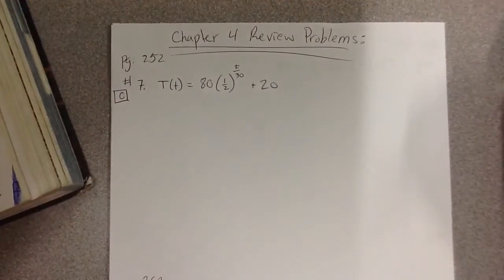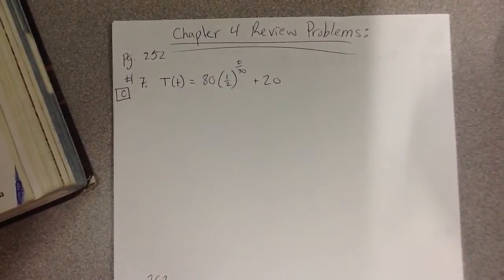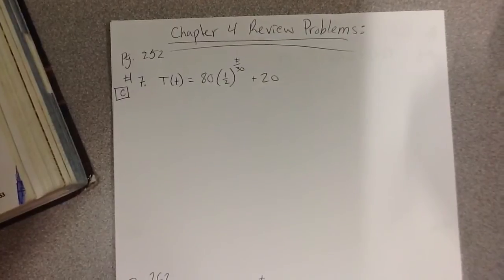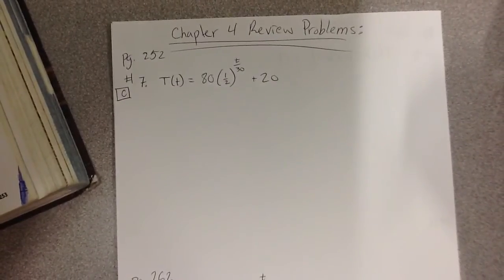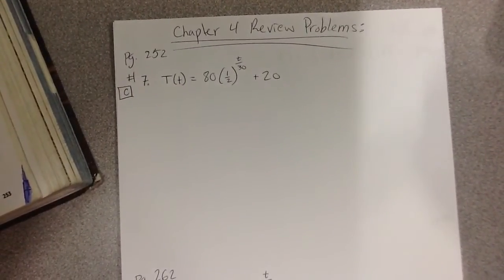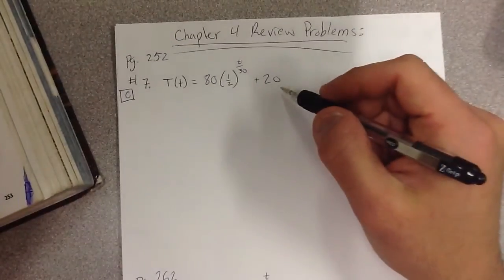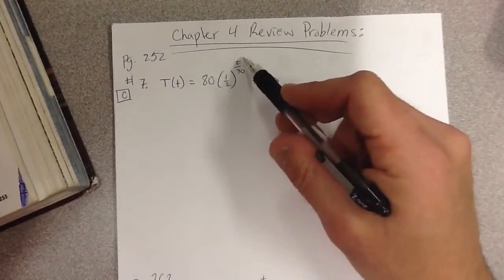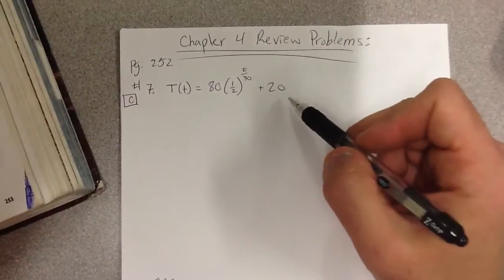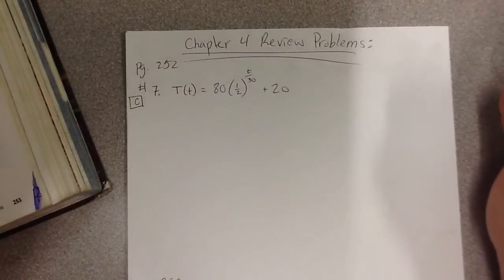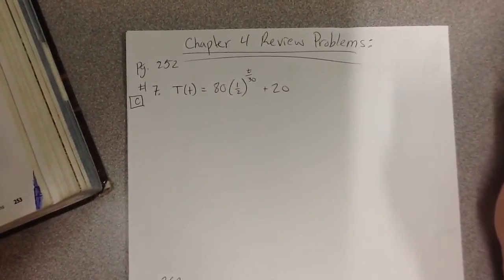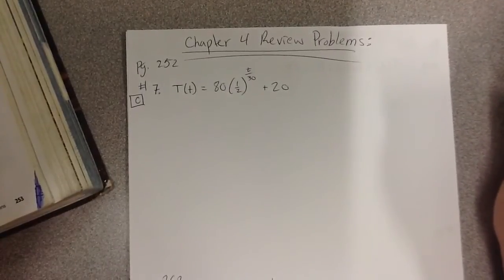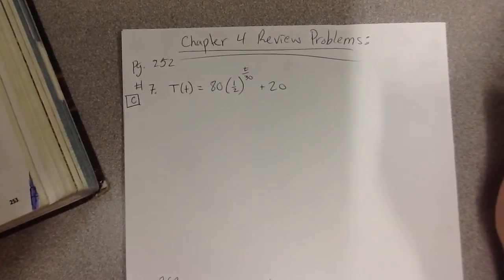And it says a cup of hot liquid was left to cool in a room temperature that was 20 degrees Celsius. The temperature changes with time according to this function. This is the function that they give you, 80 times a half to the power of t over 30, plus 20. Use your knowledge of transformations to sketch this function. Explain the meaning of the y-intercept and the asymptote in the context of this problem.